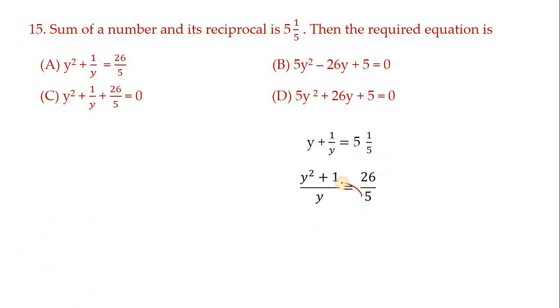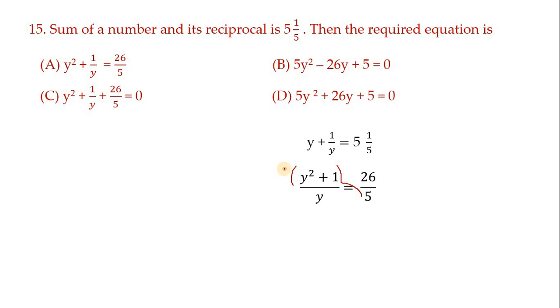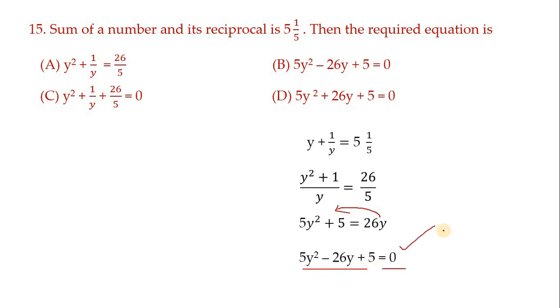So 5 is multiplied to these binomials. So for this binomial, let me write it like this. This is multiplied by 5. So 5 multiplied by y square gives 5y square. Again 5 multiplied by y gives 5 here. And y multiplied by 26 gives 26y. Now this 26y you transfer to this side and write it in the standard form of a quadratic equation. So we get 5y square minus 26y plus 5 equals 0. So this is the correct answer. This answer is related to this option. So option B is the correct one.